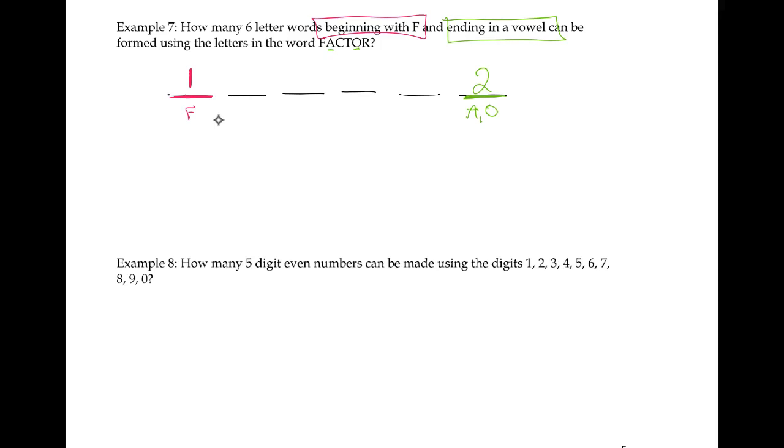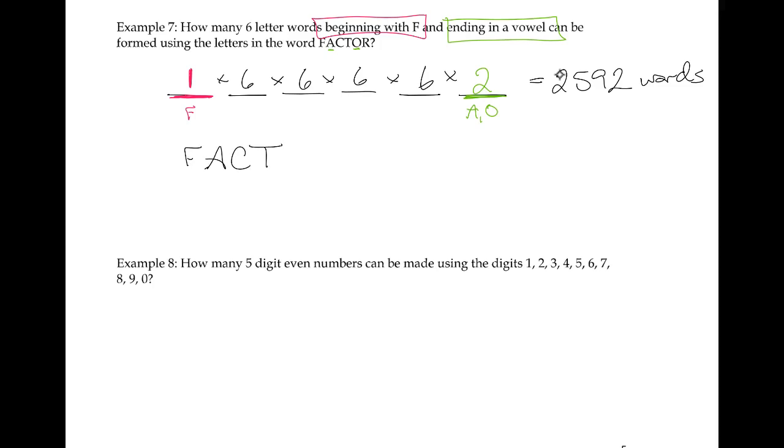Still doesn't say that I'm not allowed to repeat these letters, though. So for all my remaining blanks, I could still use F again. I could still use whichever vowel ends up being in the end. So I could still have 6 options for each of these. And I would multiply them all together. So 2,592 words.